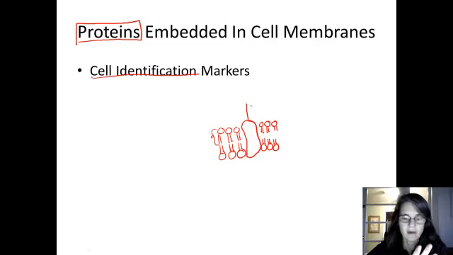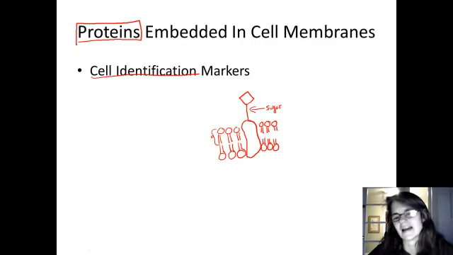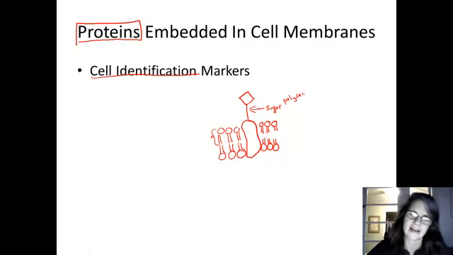Now, sticking off of this particular protein might be an identification marker, some kind of uniquely shaped, usually some type of sugar. It's usually not a super long polysaccharide, but it's usually bigger than a disaccharide. It's a sugar molecule, kind of a big sugar molecule here. And it's got a unique shape. It would be unique to you or to me or whoever. This is a cell identification marker, and your cells all have these particular markers that let your immune system realize that, hey, this belongs to you, and not to attack it.